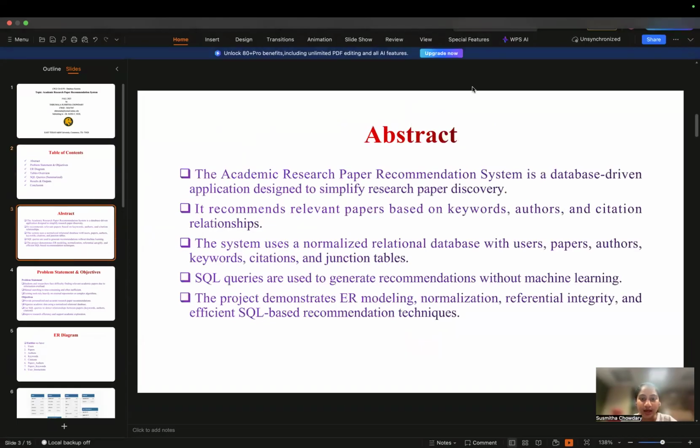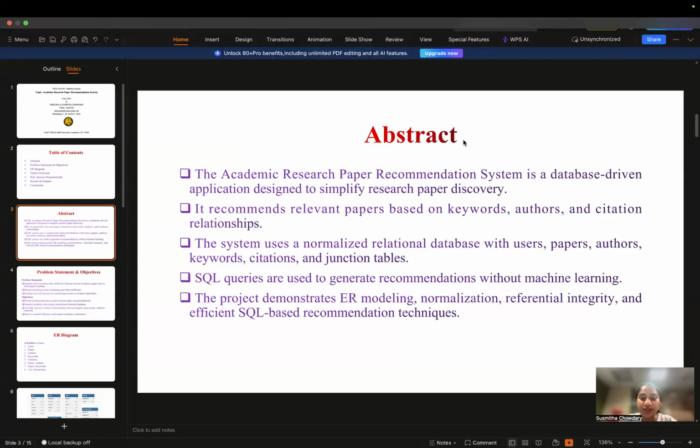conclusions. Coming to the abstract, the purpose of my system is to simplify the process of finding research papers related to the user's topic of interest. Instead of using machine learning or external APIs, this system relies purely on structural SQL queries and relational database design.